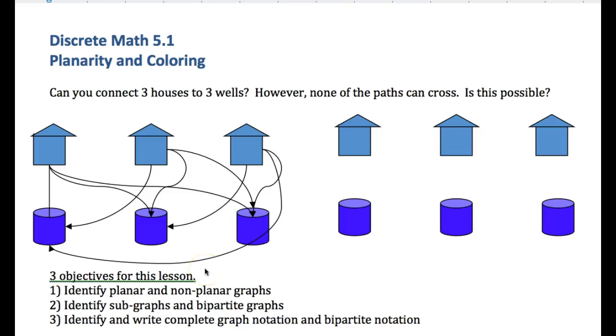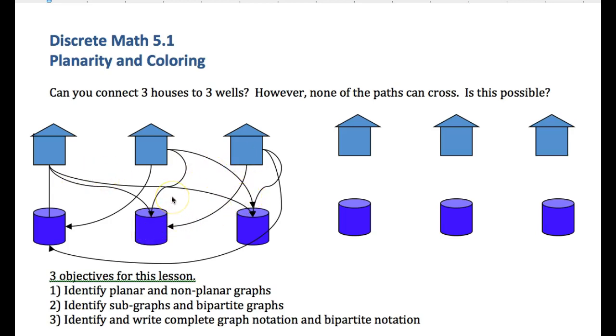Hi, this is Discrete Math 5.1, Planarity and Coloring. So either in last class or in the beginning of next class, you'll go through this, but can you connect three houses to three wells? Now here's a stipulation. Here I did three houses to three wells.